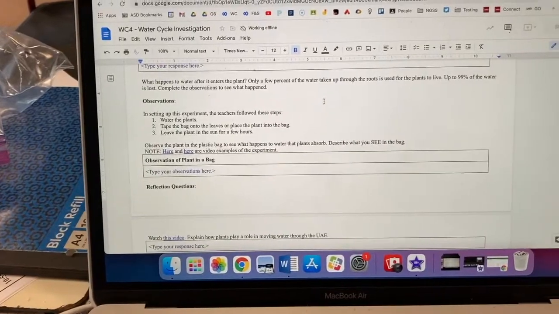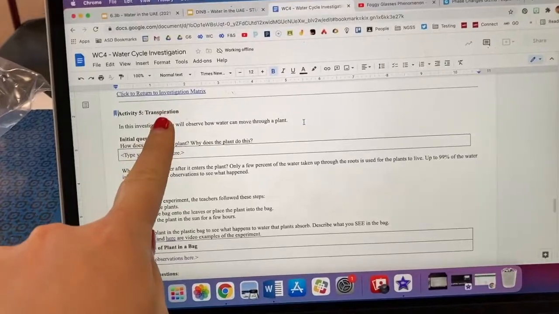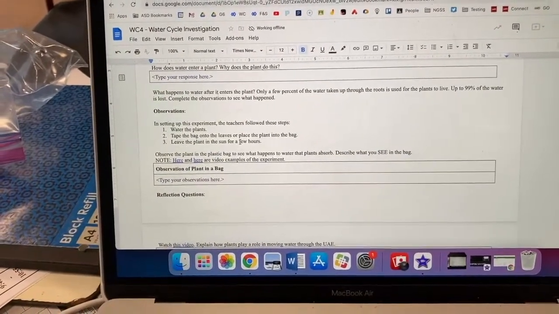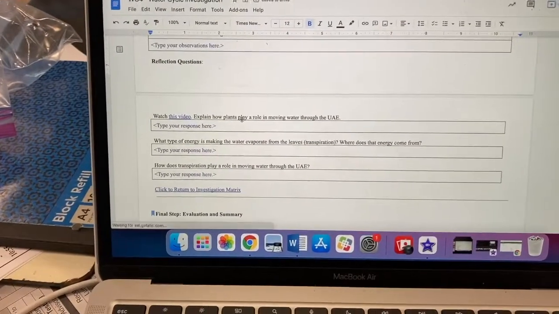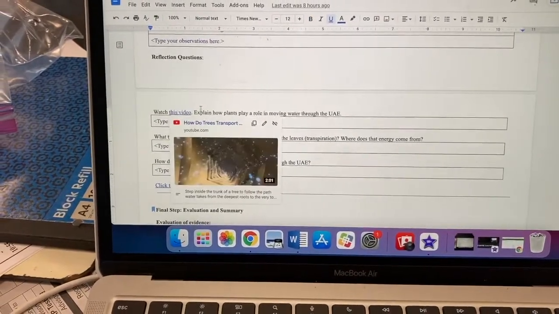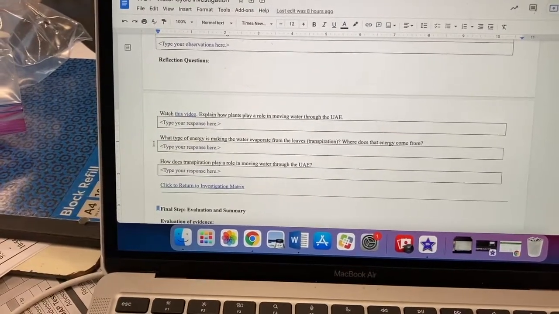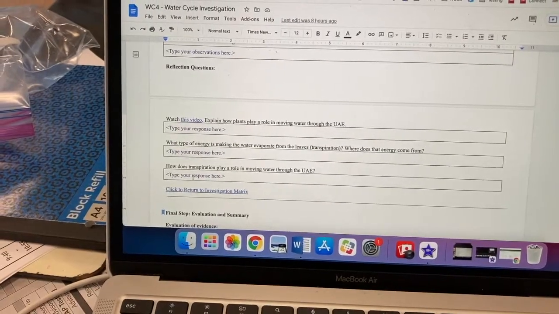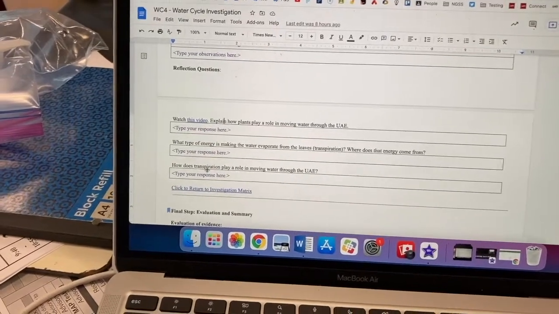All right, so you just saw several plants that had lost water through their leaves. This is a process called transpiration. It's essentially just evaporation from a plant. So you have 3 reflection questions to answer. There's a video. Use that video to talk about how plants move water through the plant. Think about what type of energy is making the water evaporate from the leaves. Where does that energy come from? And how does transpiration play a role in moving water through the plant?